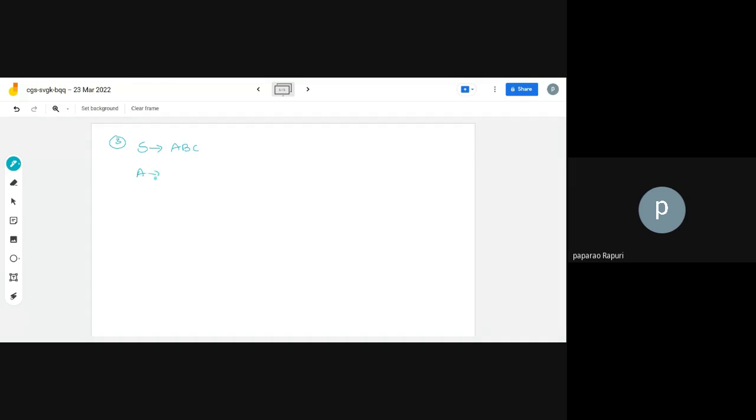Capital A is deriving small a, small b and epsilon. Capital B is deriving small d, epsilon. Capital C is deriving small b, epsilon.